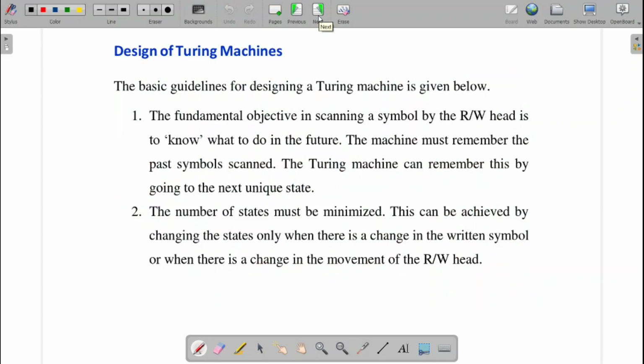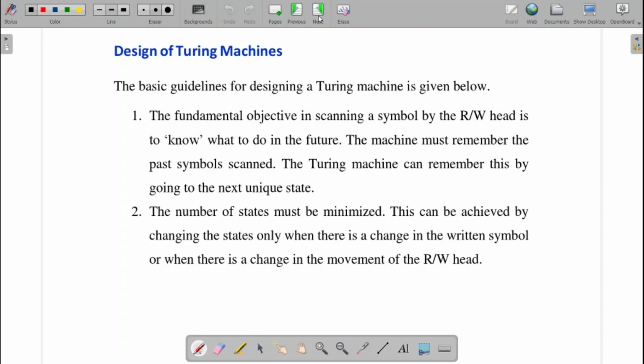First, the basic guidelines for designing a Turing machine are given below. The fundamental objective in scanning a symbol by the read-write head is to know what to do in future. The machine must remember the past symbols scanned. The Turing machine can remember this by going to the next unique state. The number of states must be minimized. This can be achieved by changing the states only when there is a change in the written symbol or when there is a change in the movement of the read-write head.